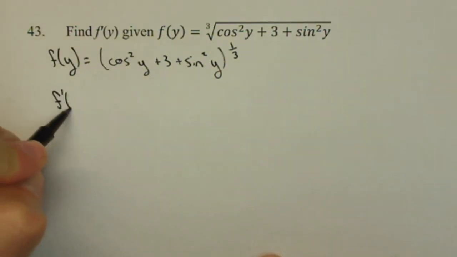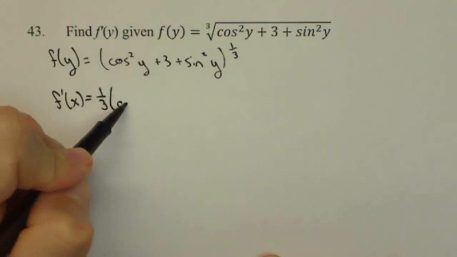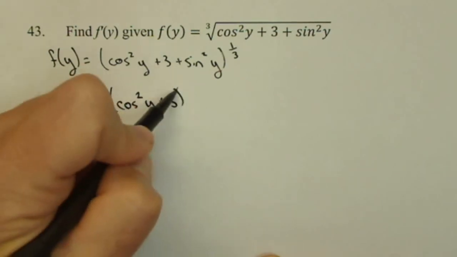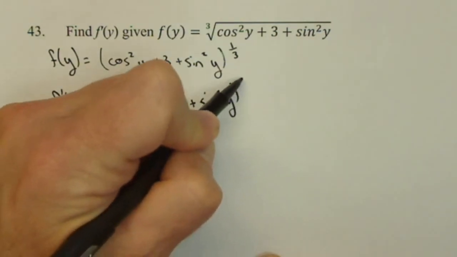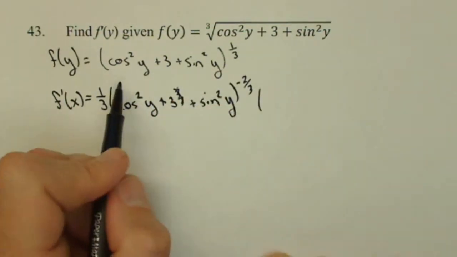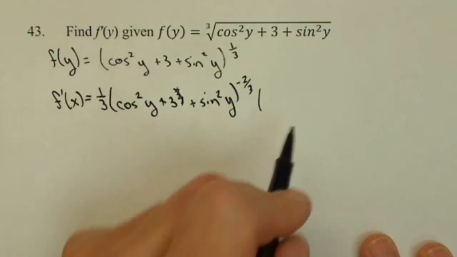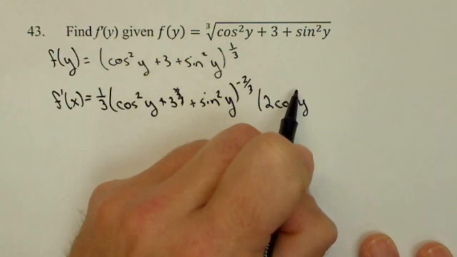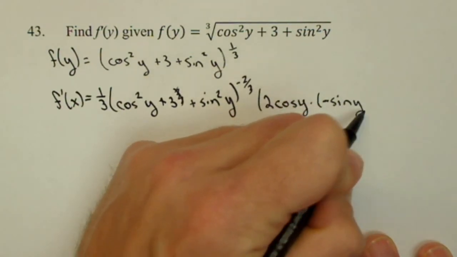So when we go to find f prime, we pull the 1/3 out front, so we have 1/3 times cosine squared y plus 3 plus sine squared y to the negative 2/3, so that's taking the derivative of the outside, leaving the inside alone, times the derivative of the inside. These are chain rules. Cosine squared, the derivative of that, you pull the 2 down, leave the inside alone, cosine of y, decrease the power by 1, the 2 becomes a 1, times the derivative of cosine, which is negative sine y.